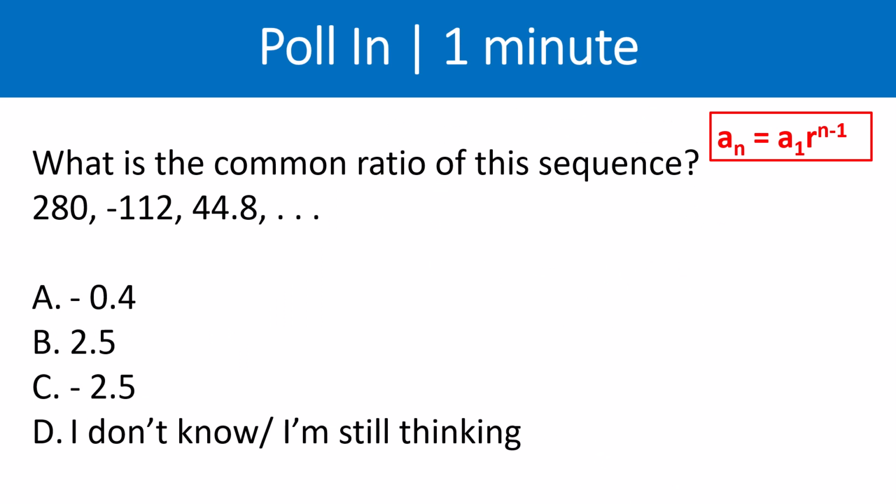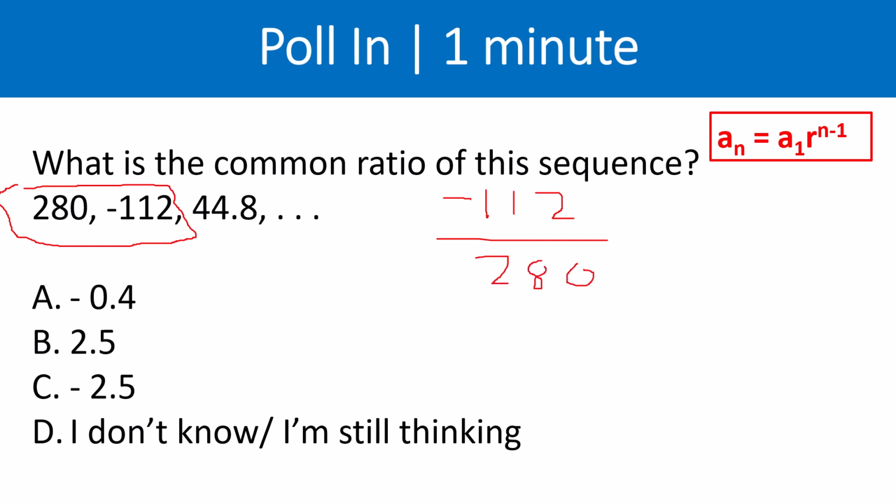All right, now we're going to do the same thing that we did with arithmetic sequences. We're going to take any two terms. So I'll take 280 and negative 112. We'll take that second term and we'll divide it by the previous term. Now look at your answers to get an idea. We really want to keep it as a fraction, even an improper fraction, until we know what direction we're going in, if we need to convert that.